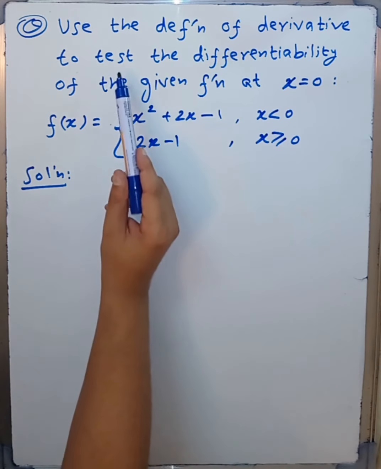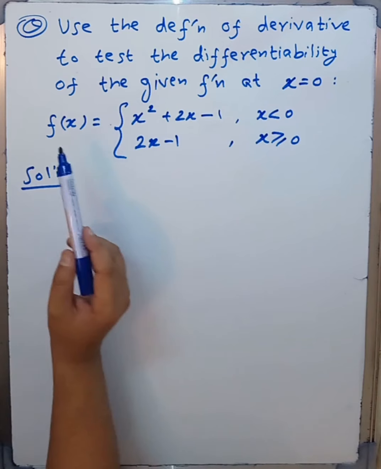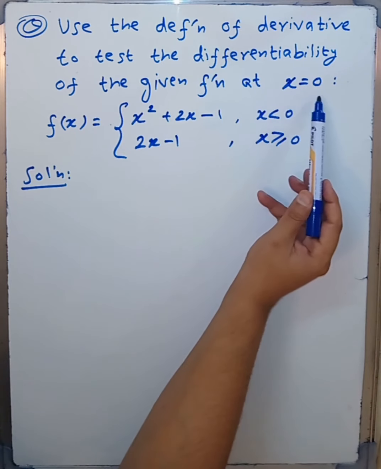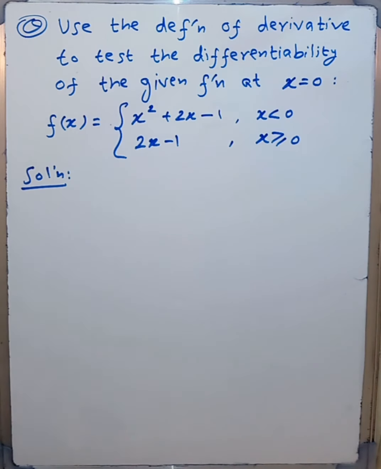We have to test the differentiability of the given function, that is f(x), at x equal to 0. So if the derivative of the function exists at x equal to 0, we will say the function is differentiable. If the derivative of the function does not exist at x equal to 0, we will say that the function is not differentiable. So to start with, first we will write the definition of derivative.